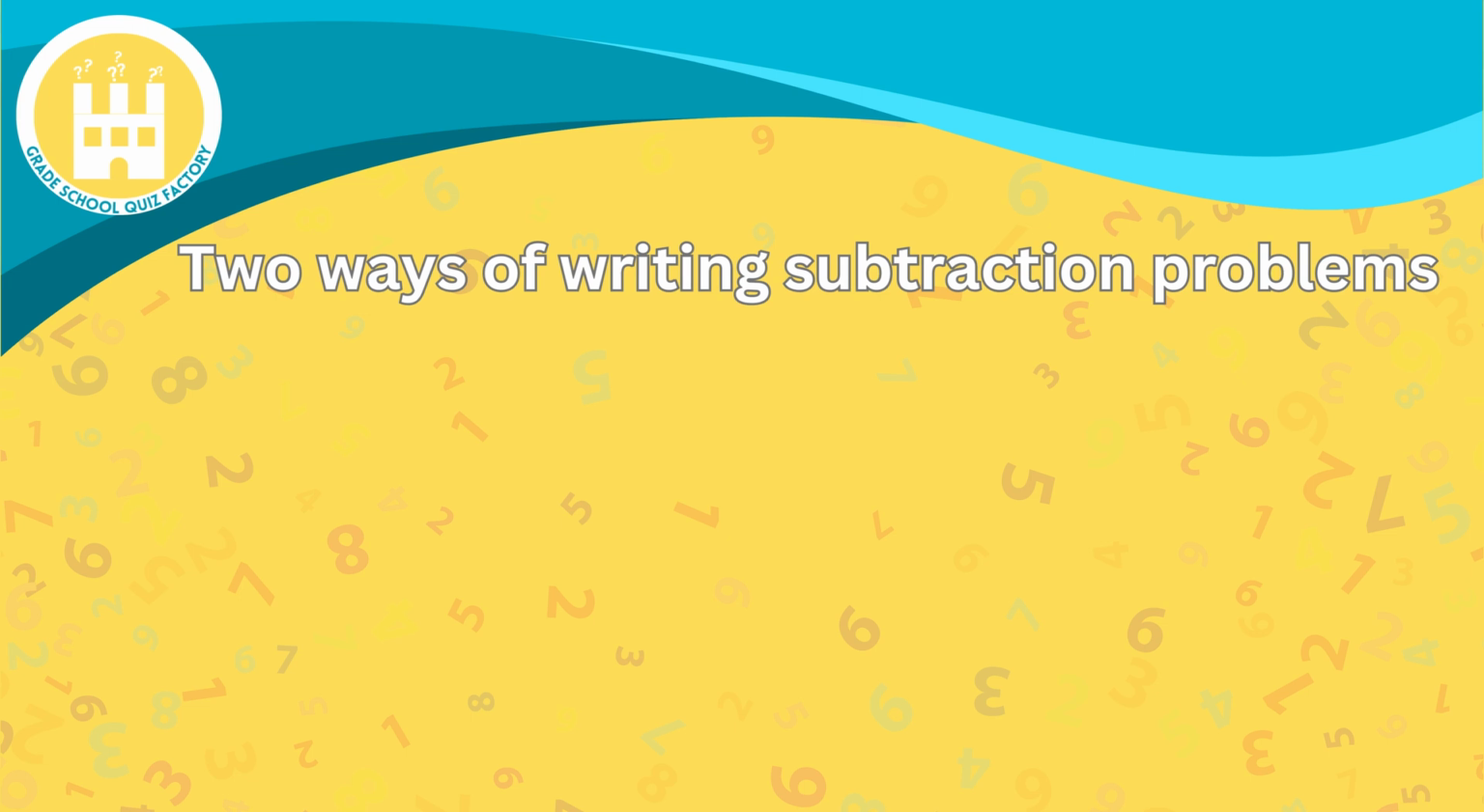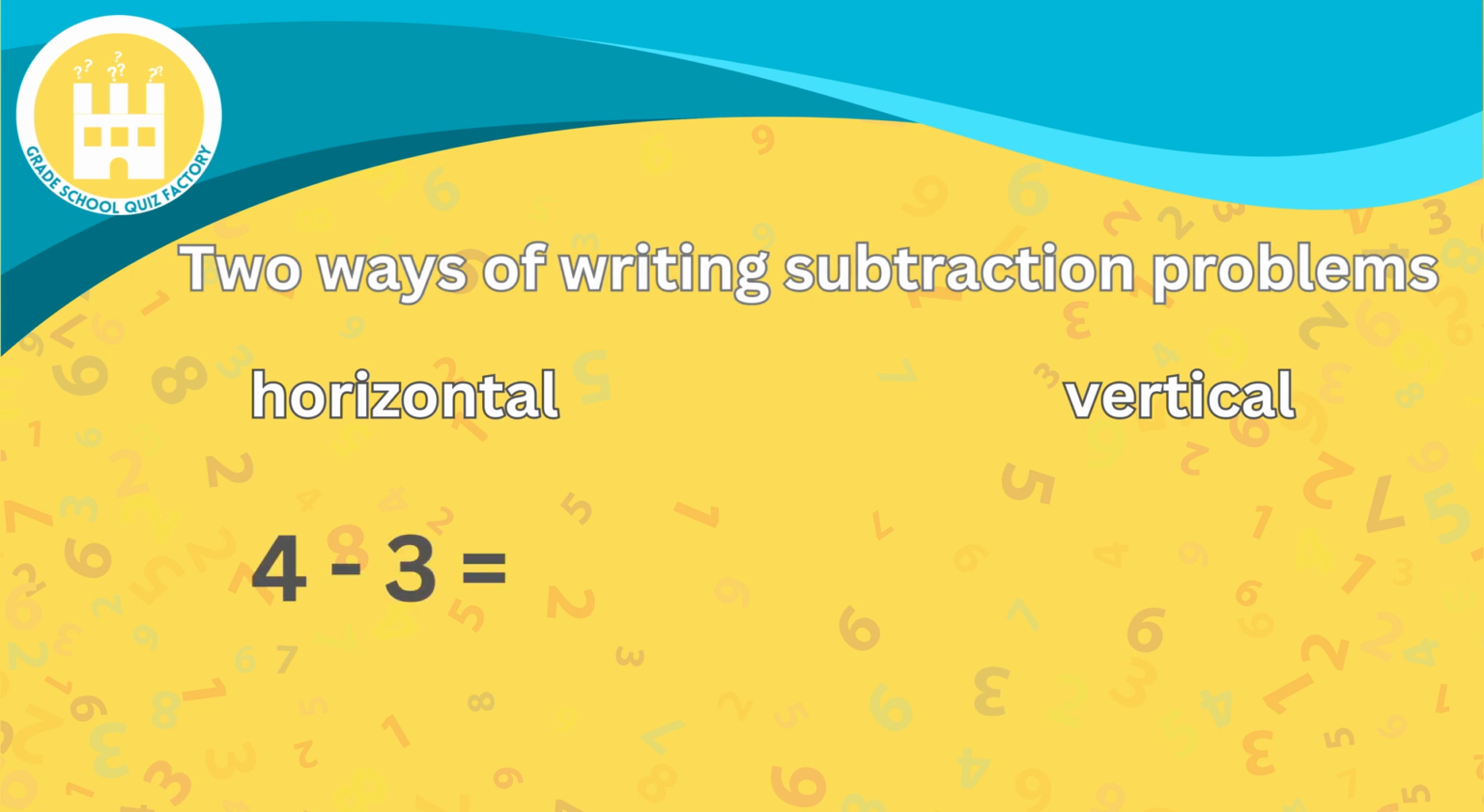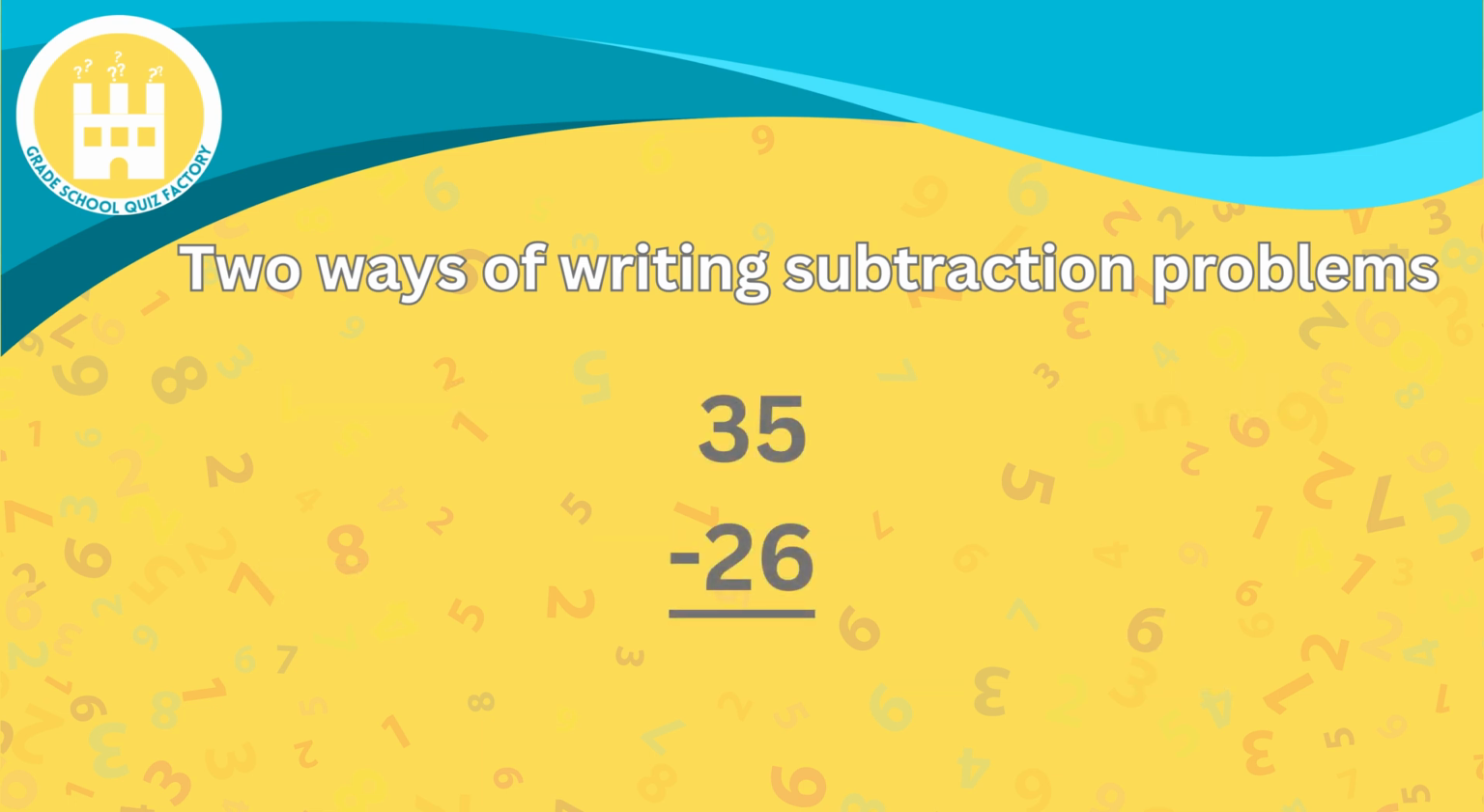There are two ways of writing subtraction problems: horizontal and vertical. Horizontal means going from left to right, like this. Vertical means going from top to bottom, like this. Both ways are correct and give the same answer, but sometimes one way might be easier or more convenient than the other. For example, when we have bigger numbers or more digits, it might be easier to write them vertically and line up the digits according to their place value.